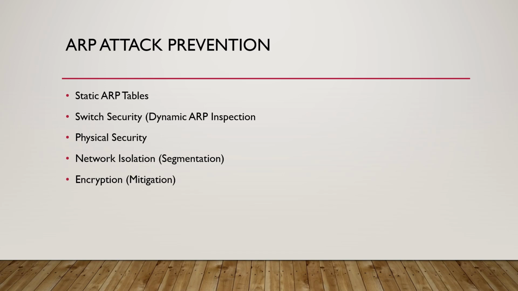Encryption isn't going to stop an ARP spoofing or poisoning attack. However, by using encryption, if they do capture the data, they won't be able to do much with that data unless they also then have to break the encryption as well. Right? So again, the use of encryption can help mitigate those attacks.